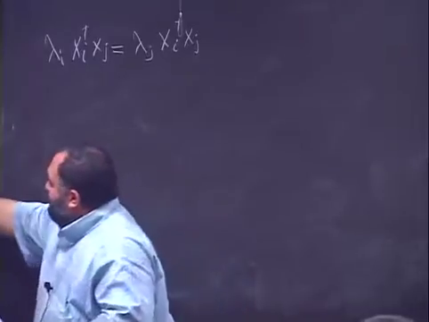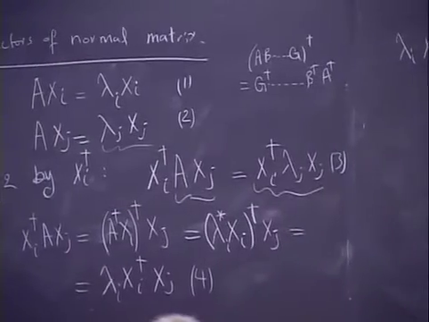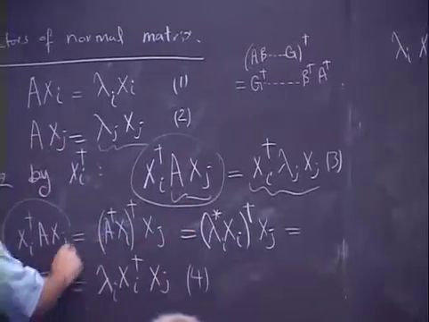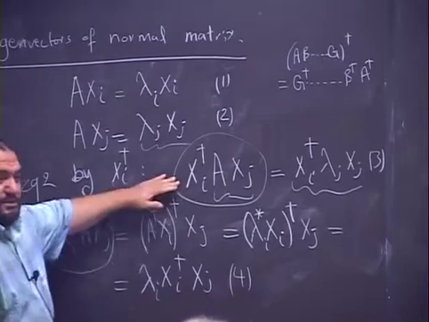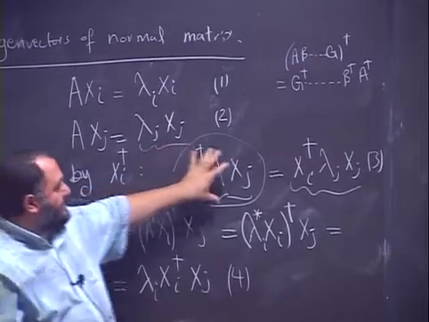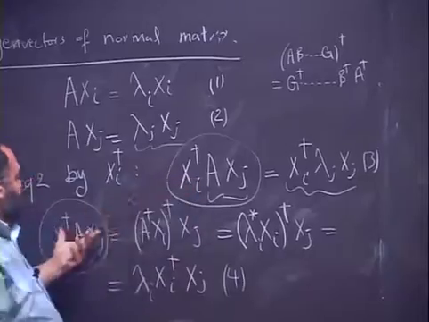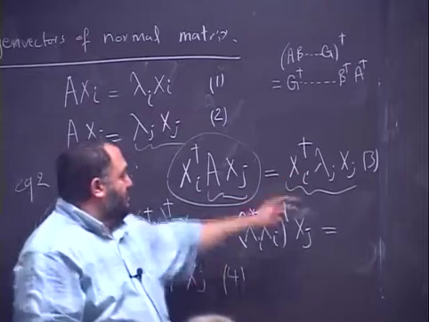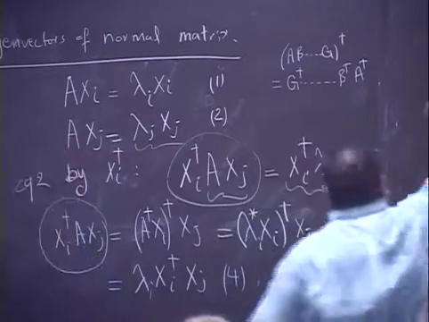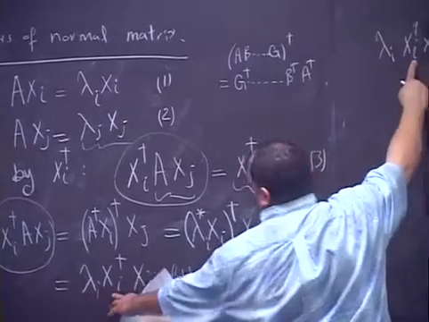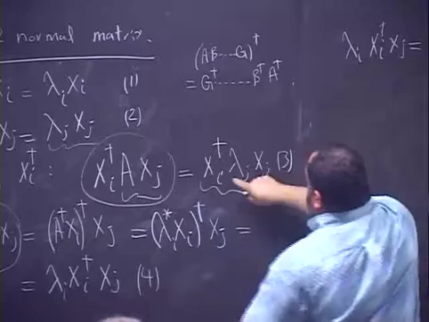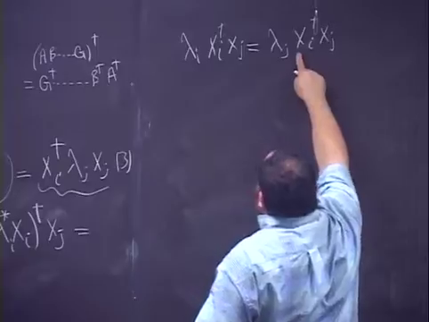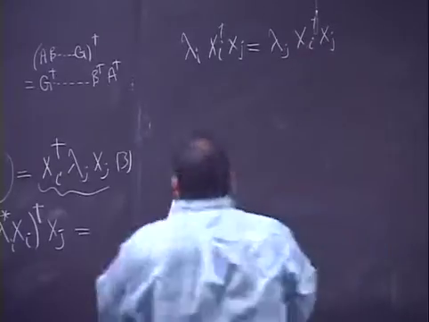From here, from 3. Yes? Because this term here is equal to what? This term here. So this equation and this equation, the left hand side are the same. So the right hand side should be equal to this one. So lambda i Xi dagger Xj should equal this one, which is lambda j, a constant. I will take it outside, multiplied by Xi dagger Xj.